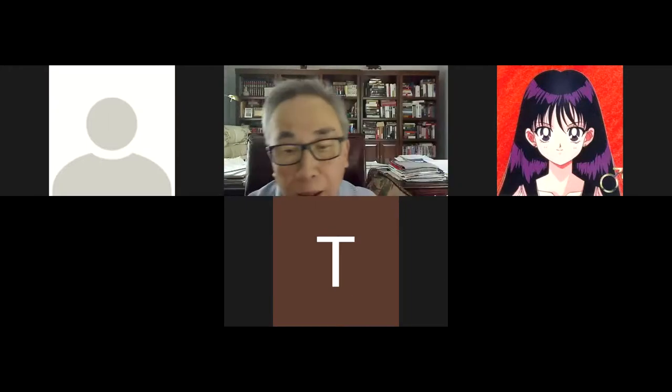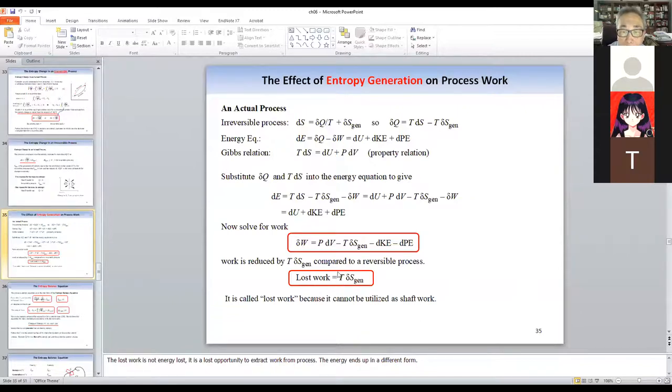Okay, the bottom line equation, let me see. Yeah, at the bottom, we use the same equation I mentioned earlier, equal to the temperature of the reservoir, the environment, times energy generation. Energy generation for ideal gas with only pressure change equals minus R times log P2 over P1. Okay? Do I make my point clear? Yes. This is a useful equation. The lost work term is important.